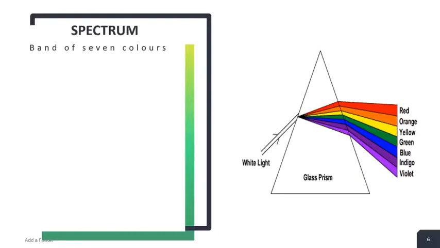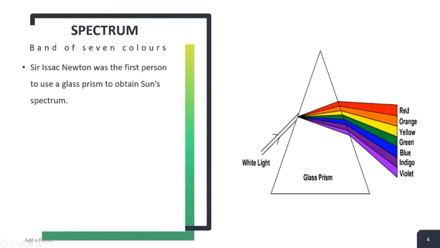This is important, and we need to remember the sequence of the colors. To make it easier and simpler, we start from V and we remember it as VIBGYOR, which is in the reverse order of the spectrum. So V is violet, indigo, blue, green, yellow, orange, and red. Sir Isaac Newton was the first person who used a glass prism to obtain the sun spectrum.